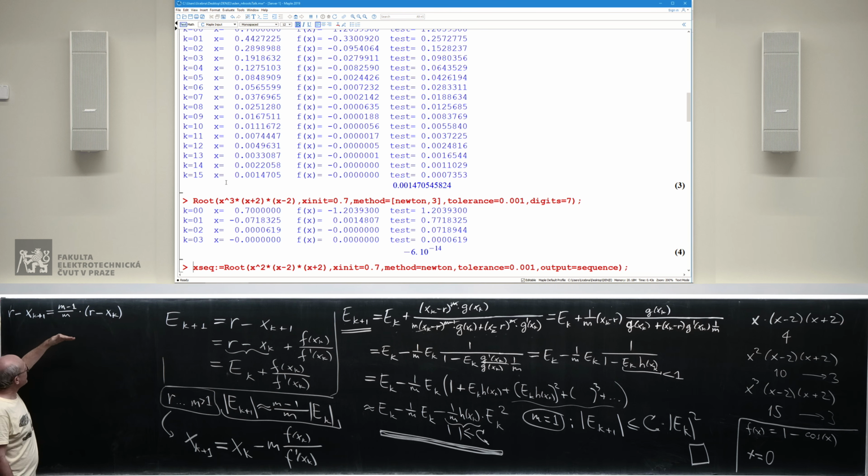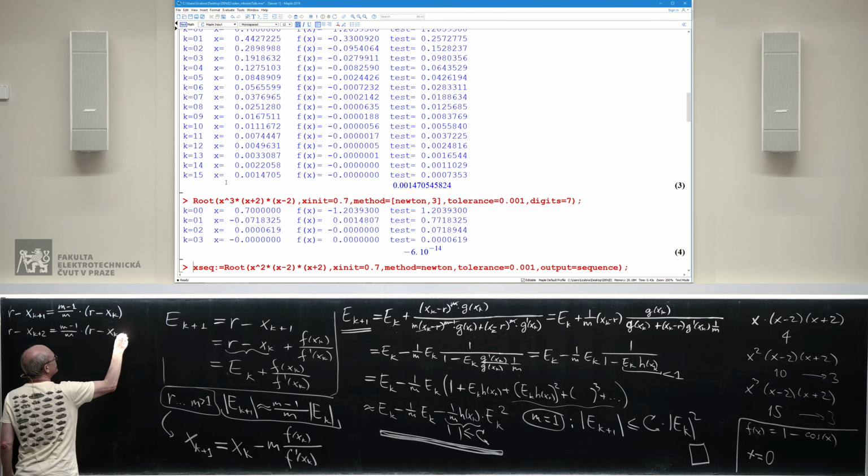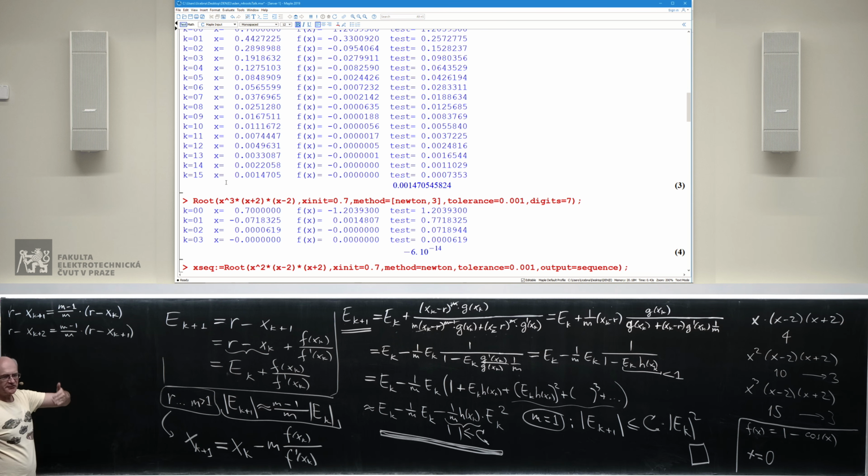That's not enough. So I make another iteration of the Newton method, and again I compare the errors. So this is the error for the next iteration, x_{k+2}, and the formula is actually the same. I just have to shift indices by 1. So using the Newton method, I produce three successive approximations, x_k, x_{k+1}, x_{k+2}, and they come here into these two equations, and now I have two equations with two unknowns. I should be able to first eliminate r, and second, get m.